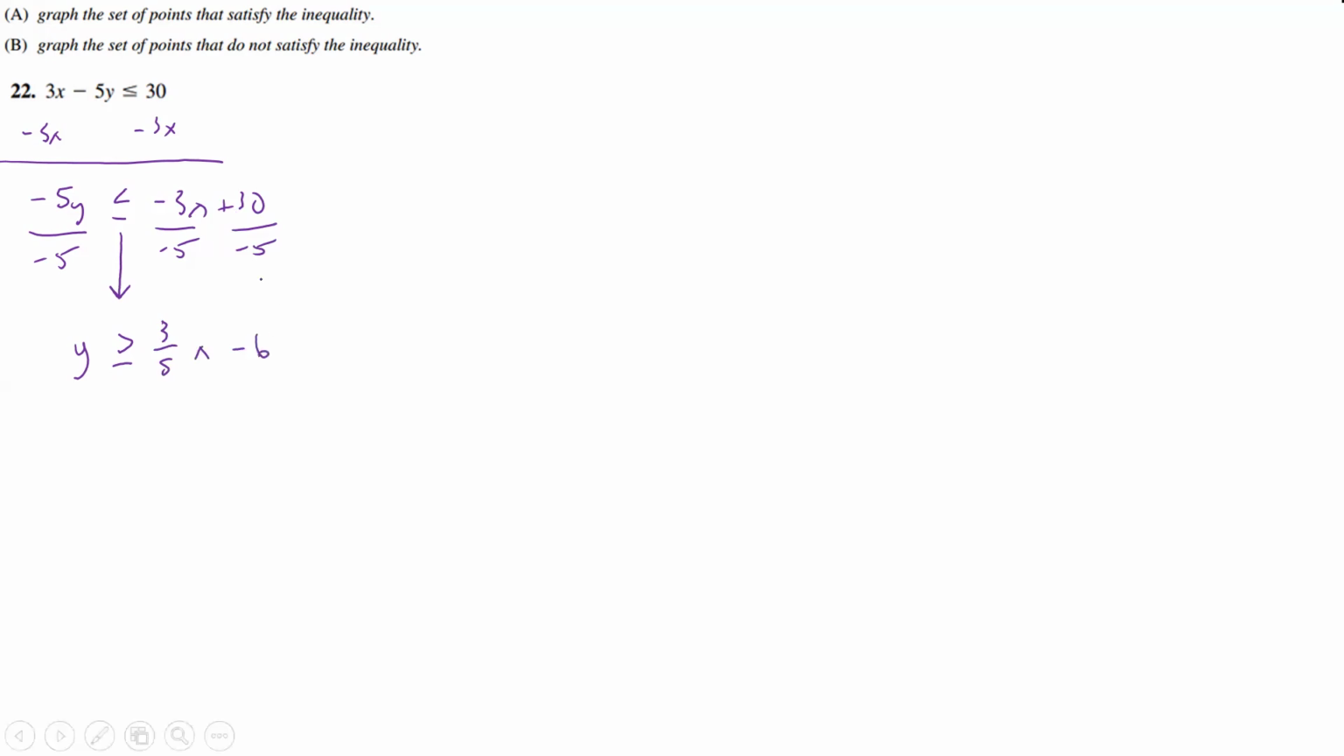So we're supposed to graph the set of points that satisfy the inequality and then graph the set of points that do not satisfy the inequality. All right, first things first, we have to solve for y. So let's subtract 3x. And so we have minus 5y less than or equal to minus 3x plus 30. Now we're going to divide by -5. And again, dividing by a negative, we're going to switch that to greater than or equal to. So we have y is greater than or equal to 3/5 x minus 6.